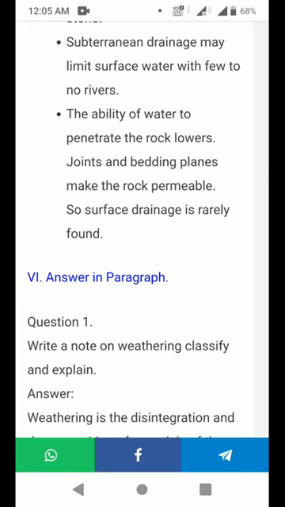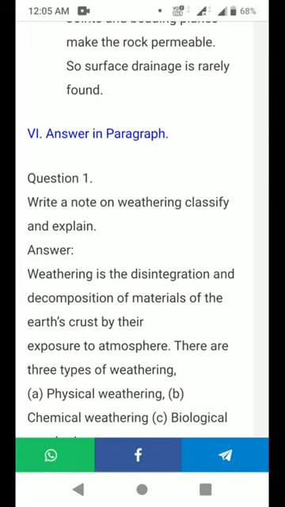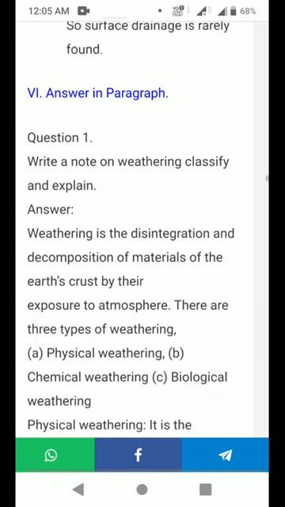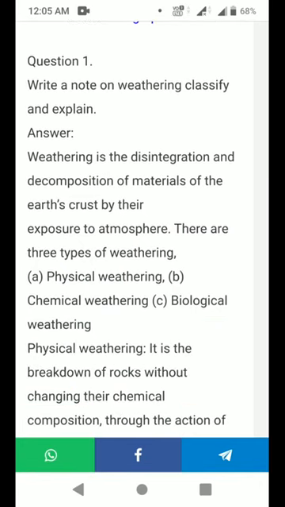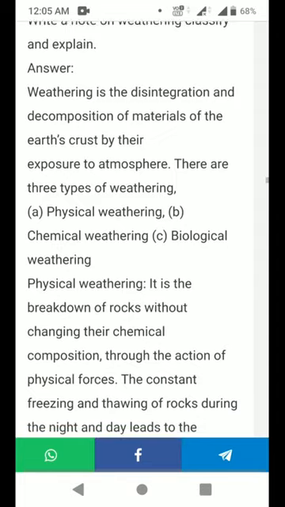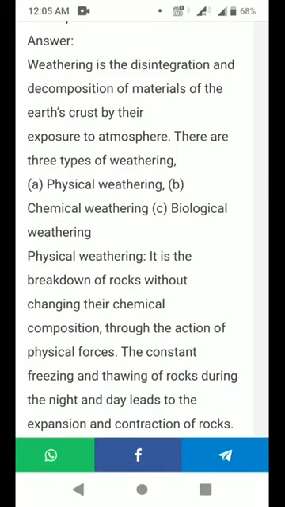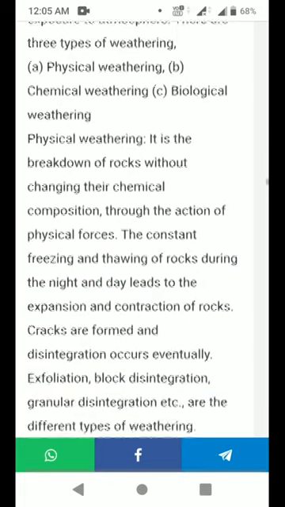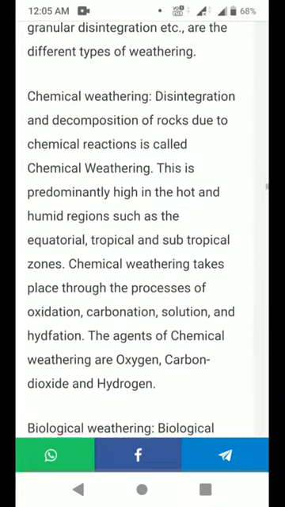Answer in paragraph. Here, only 4 questions are there. First question, write a note on weathering, classification and example. Weathering is the disintegration and decomposition of materials of the earth's crust by their exposure to the atmosphere. There are 3 types of weathering: physical weathering, chemical weathering, biological weathering. About that in detail you want to learn.